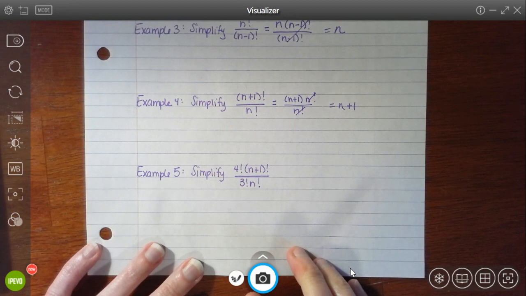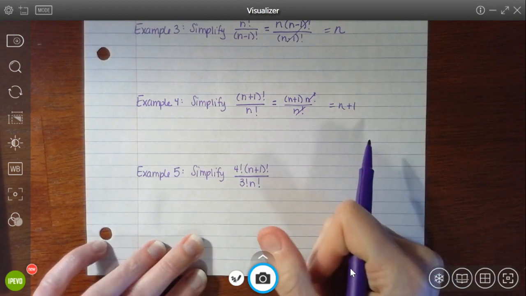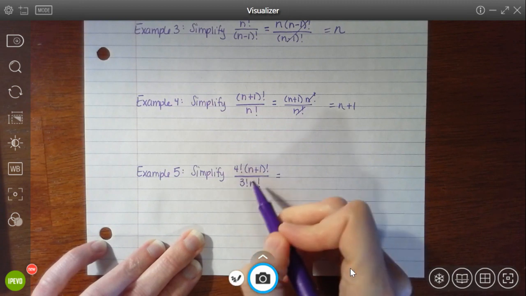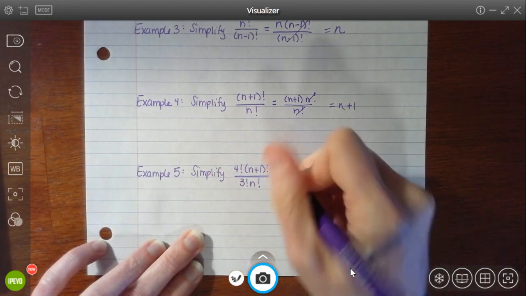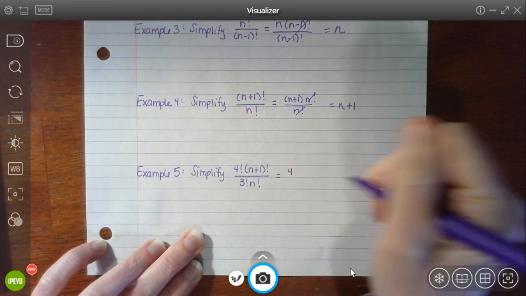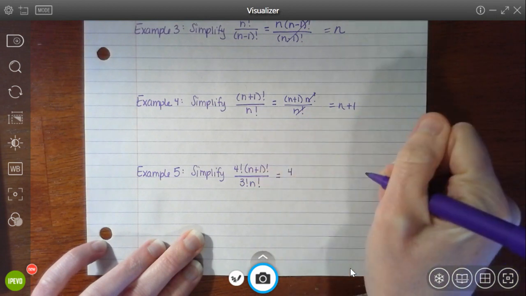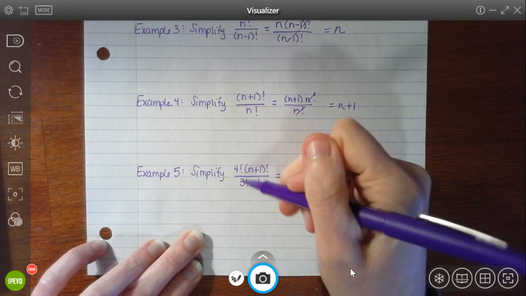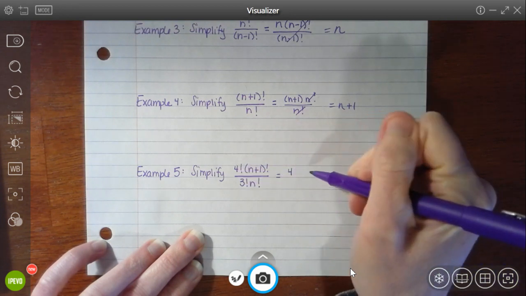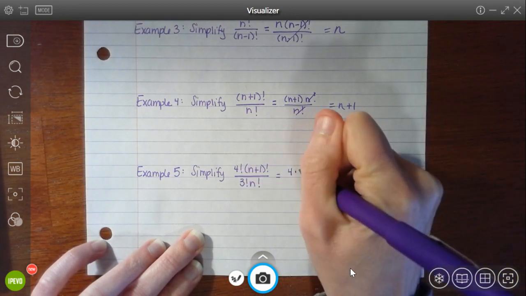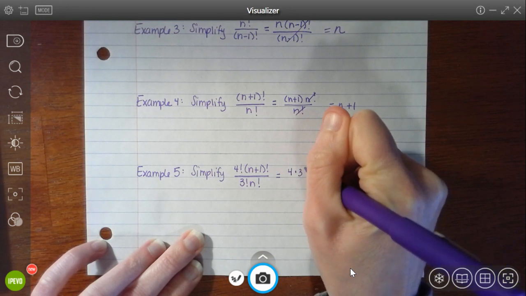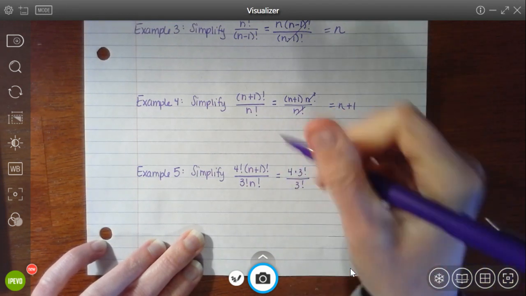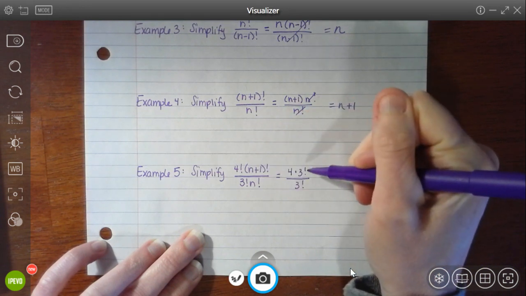Notice in example 5, I'm mixing numbers and letters. So again, because this is a fraction and these are being multiplied together, I can treat the numerator's product as 2 different pieces and then this denominator as 2 different pieces. So looking at just the number components, 4 is my bigger number. So I'm going to start breaking that down. So that'd be 4 times 3. And since my denominator had that 3 factorial, I'm going to separate 4 factorial as 4 times 3 factorial.